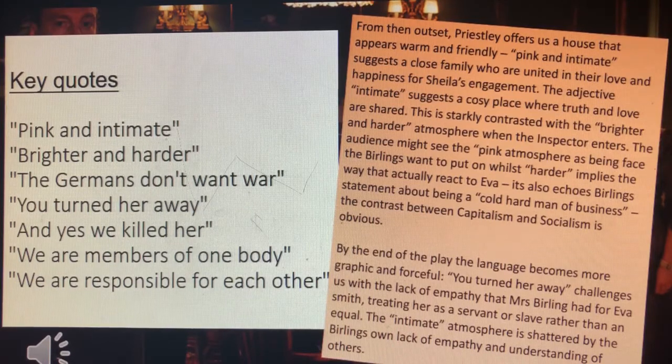Brighter and harder, the Germans don't want war. You turned her away, yes, and you killed her. We are members of one body, we are responsible for each other.